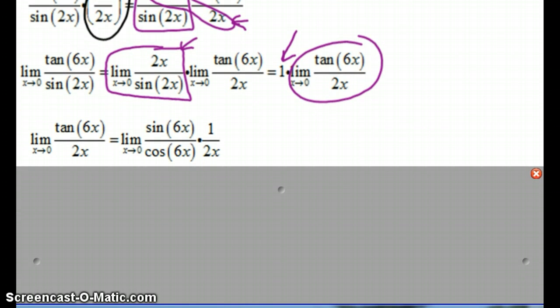So again, I'm just working on this last part of the limit because I've already gotten the first part, and 1 times anything is just itself, so I don't need to worry about the 1 anymore. I can just deal with this part of the limit.